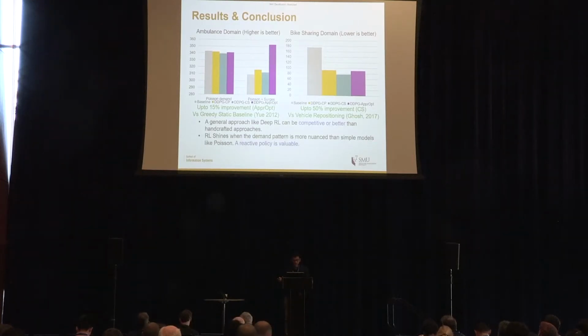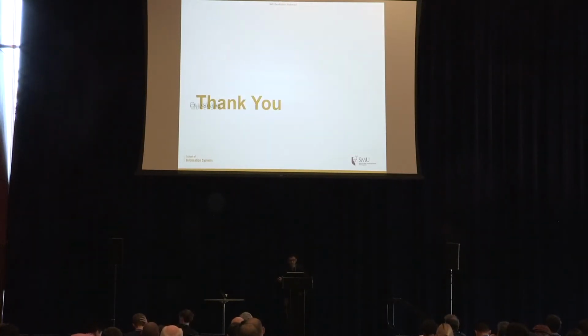And we showed that reinforcement learning is especially valuable when the demand pattern is more nuanced than simple models like Poisson, because in such cases, a reactive policy is valuable. And we showed how to handle constraints at scale. We proposed 3 different approaches, and they have different trade-offs. So thank you. Any questions?